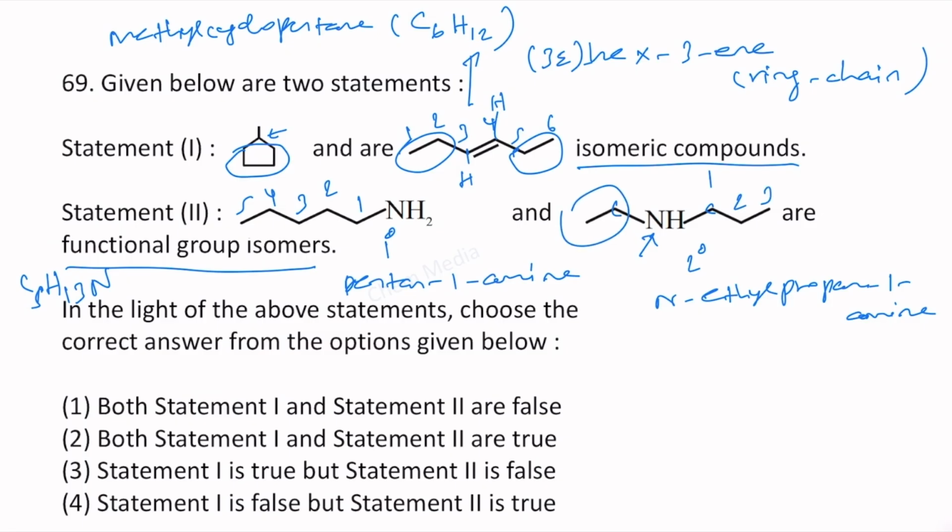So we have C2H5 here and we have C3H7 here and then 1 hydrogen here. Therefore, this is also C5H13N. That means the molecular formula is same and they are indeed functional group isomers because one is a primary amine and another is a secondary amine. Therefore, both the statements are correct. That means option 2 is correct.